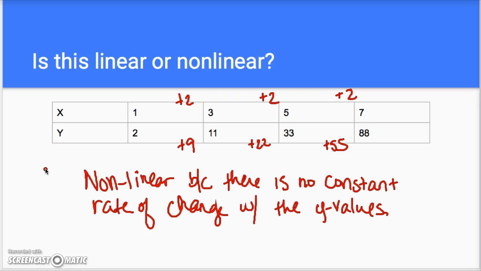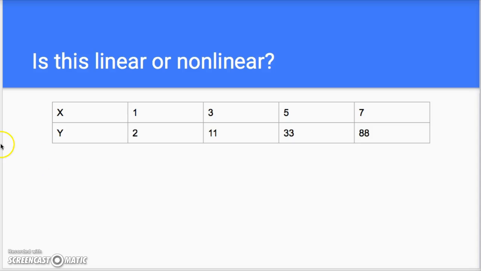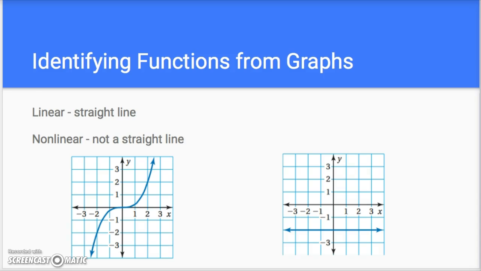Now we're going to switch gears and look at identifying functions from a graph. And this is probably the easiest part of this. What you're going to look for, we kind of already talked about this, is that it's going to be linear if it's a straight line, and if it's not a straight line, it's going to be nonlinear. Okay, so go ahead and just sketch these two graphs. They don't have to be perfect, but get them sketched down on your paper and simply decide, is it linear or is it nonlinear?